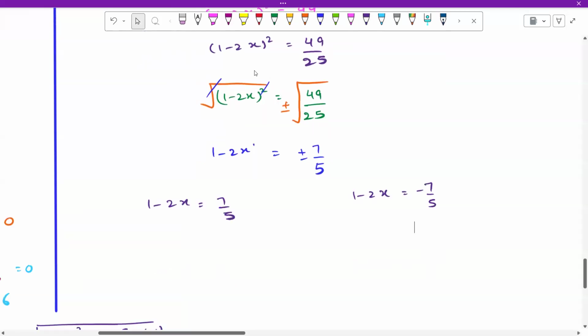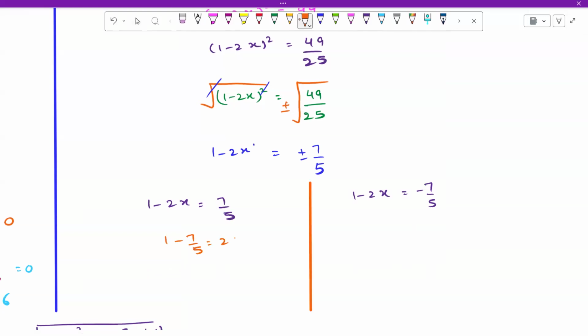The answer will always be the same, no matter what method we are using. So we see 1 minus 7 over 5 is equivalent to 2x. This becomes negative 2 over 5 equivalent to 2x. What is the answer we will be getting here? Negative 1/5. Perfect.